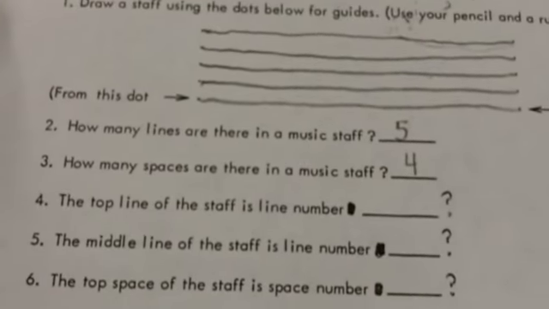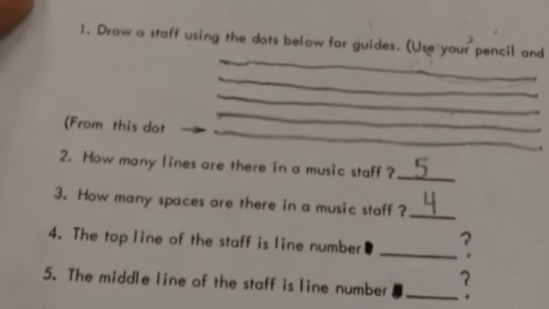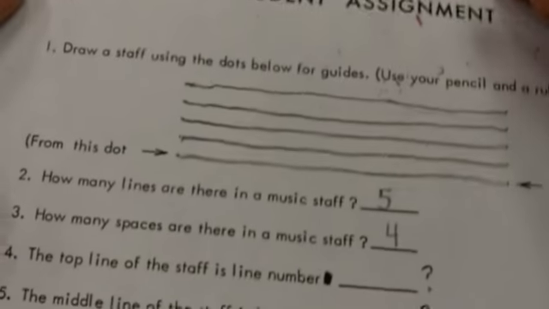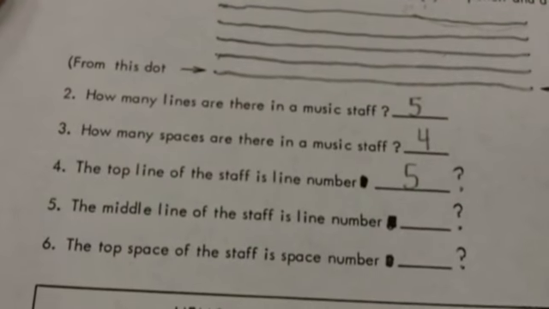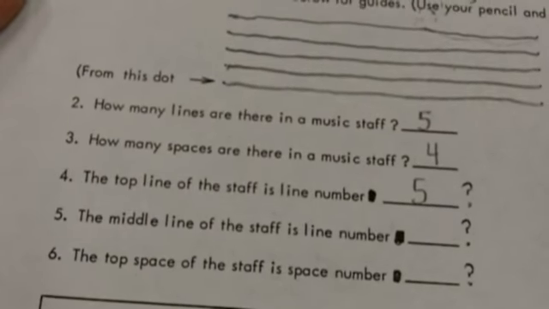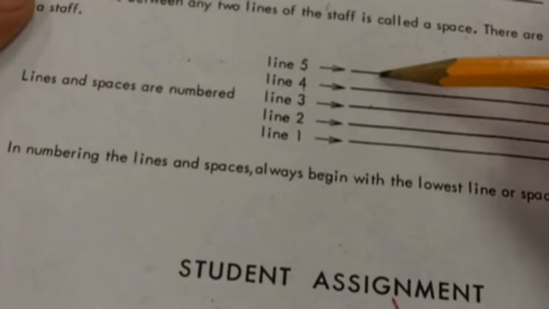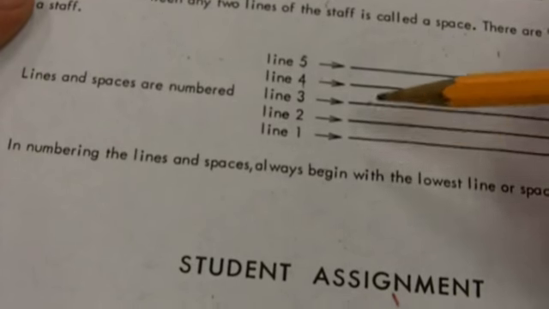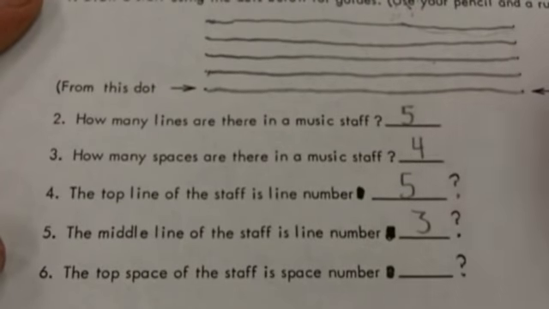Number 4, the top line of the staff is line number, so we go here, and we can see that the top line is line 5. And number 5, the middle line of the staff is line number, so let's go to the middle. We can see that this one's in the middle because we have 2 on the upper end and 2 on the lower end. So we must say line 3.